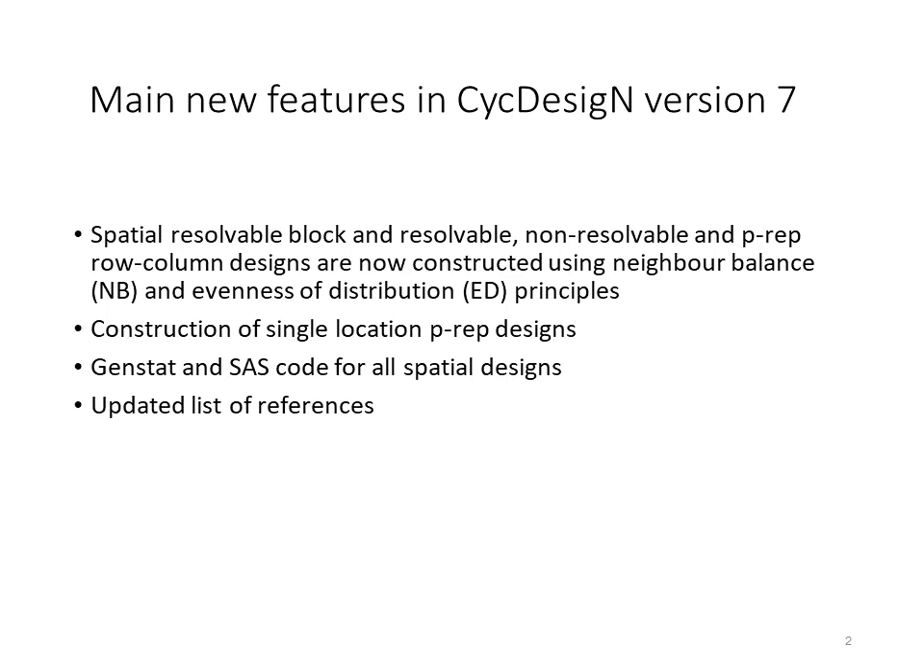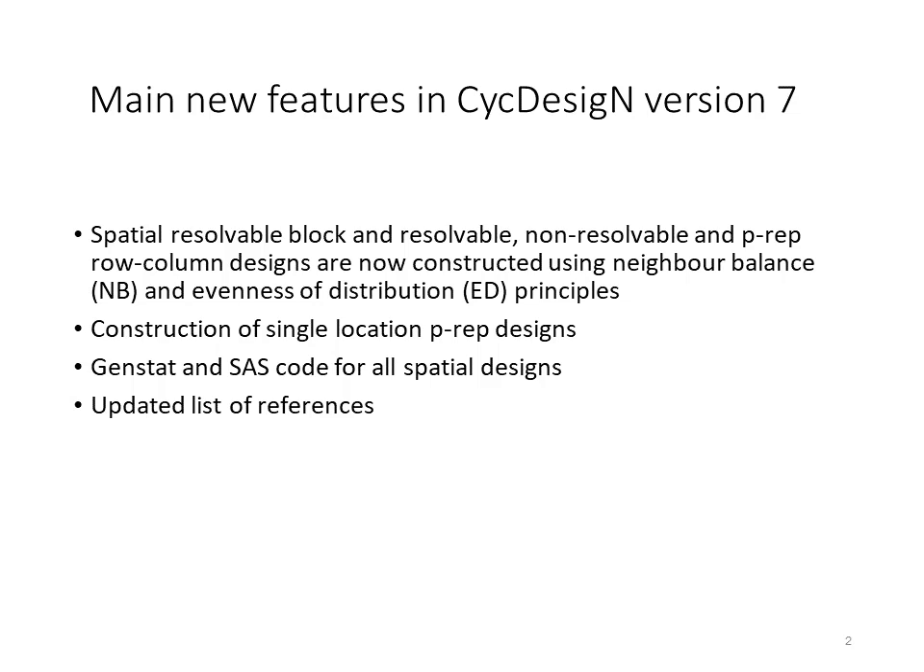A major development in version 7 is that we can now construct spatial designs along neighbor balance and evenness of distribution principles. These designs are proving very popular in practice and are designed to minimize the clustering of treatment pairs and replications. This is something that does cause users concern, and it can arise in the standard randomization process.